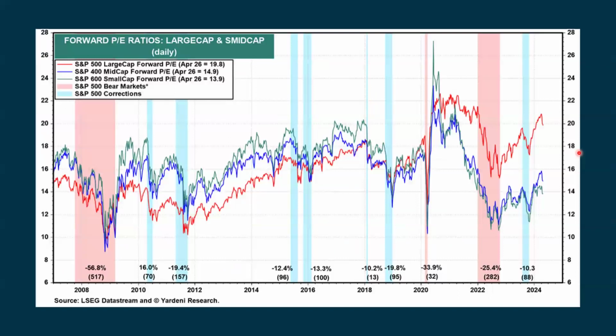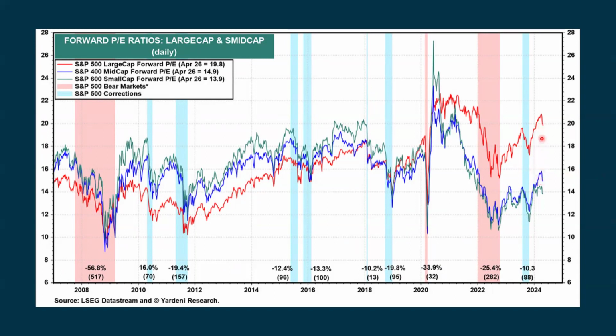But the market doesn't do that. They look forward. They look at analysts' projections and forecasts, and then based on what they come up with, another PE ratio is then calculated. And to give it a little bit of context, the red line, that's the S&P 500. We also plot the mid caps and the small caps.